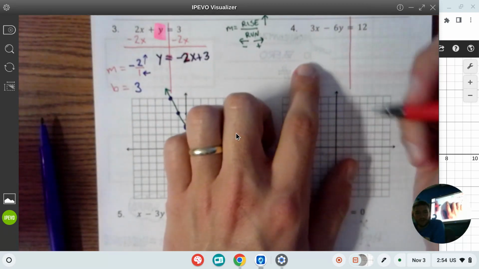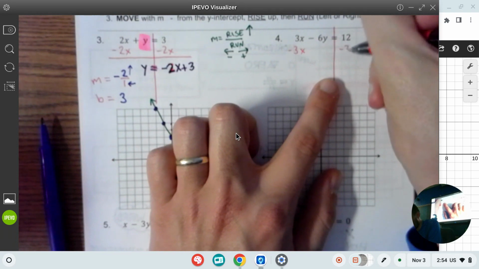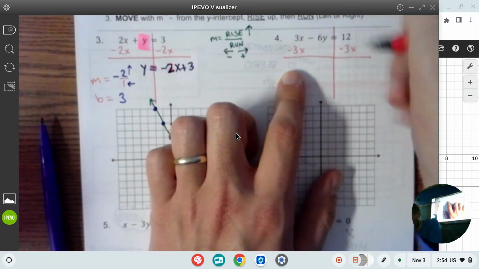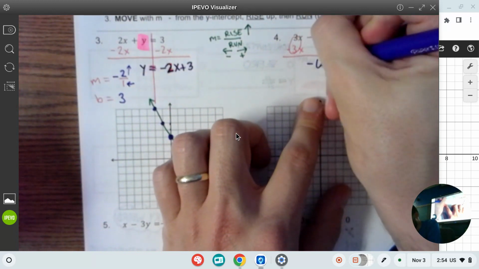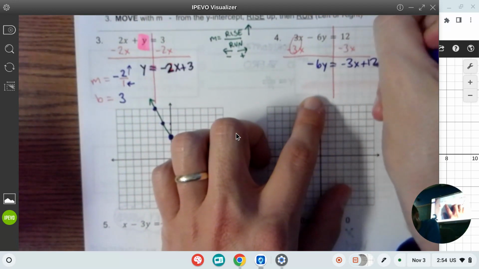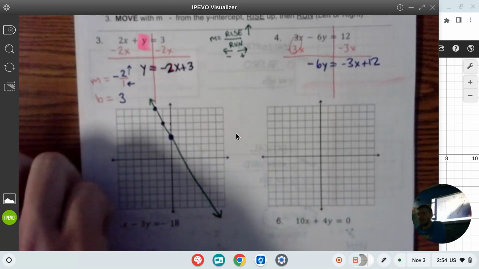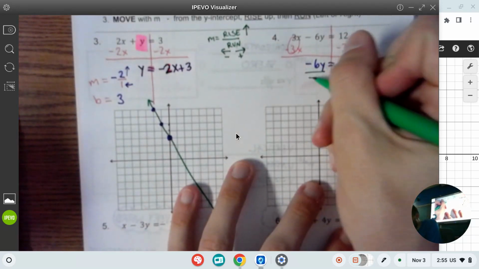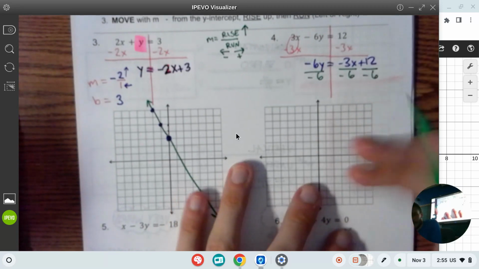So for number 4, same thing. We're going to move the 3x's to the other side. Minus 3x, minus 3x. We're going to have negative 6y equals negative 3x plus 12. Once you get this far, we're going to divide by negative 6, divide by negative 6, divide by negative 6.